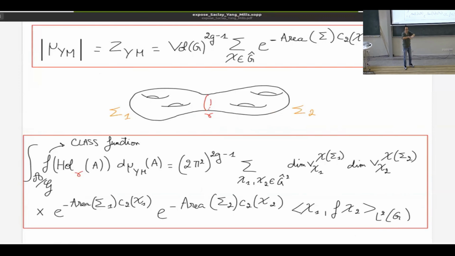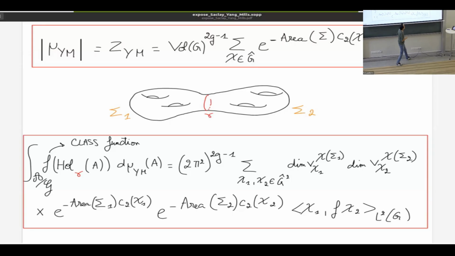And also, if you're given a closed curve gamma, for instance, here I give you an example of a closed curve gamma, which dissects the surface into 2 pieces. You have a formula for the average of a certain class function applied to the holonomy of the random connection A along gamma. And it is given in terms of the area of the 2 subsurfaces, which are separated by the curve gamma, and the Euler characteristic of the subsurfaces.